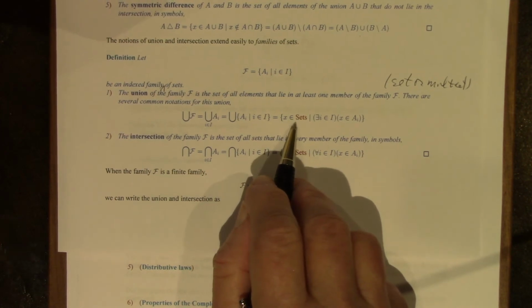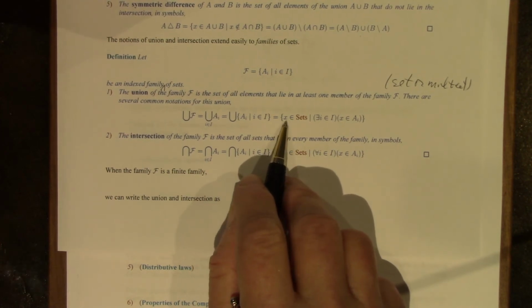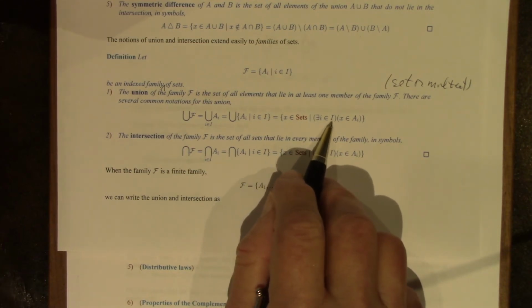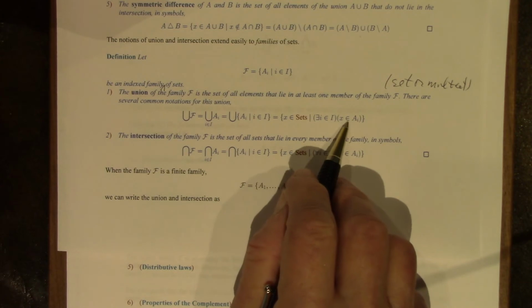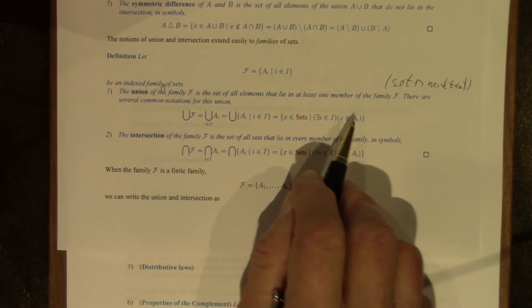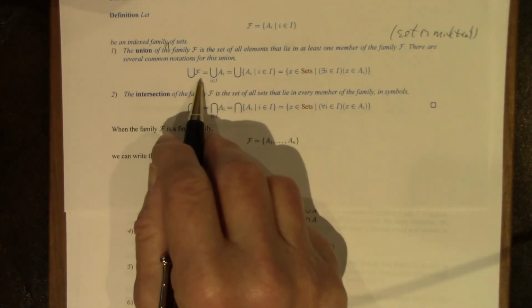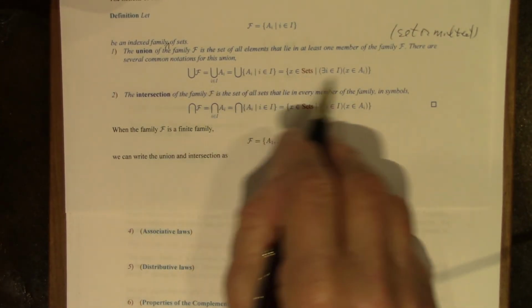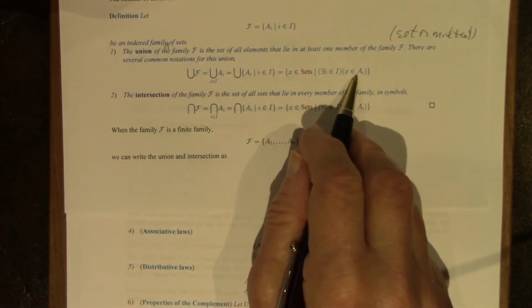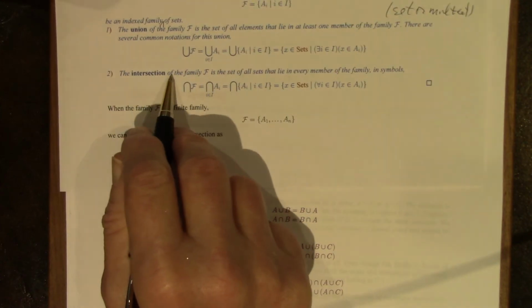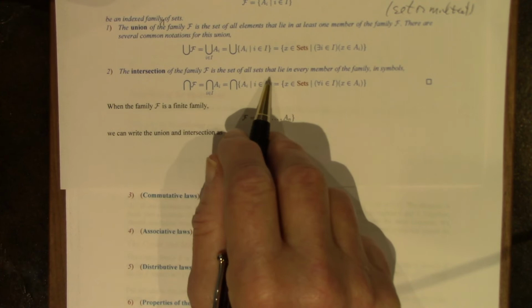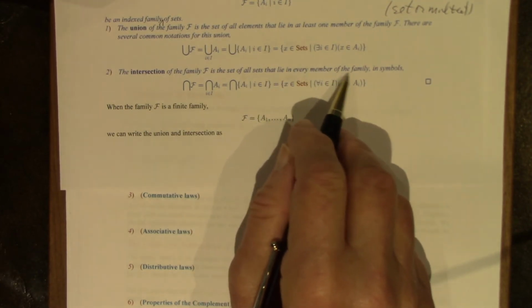And this is in fact the definition: the set of all x such that there exists an index little i in big I such that x is in A sub little i. I would urge you to look over this until it all seems quite clear to you and you can write it down yourself without looking at this. The intersection of the family F is the set of all elements that lie in every member of the family.